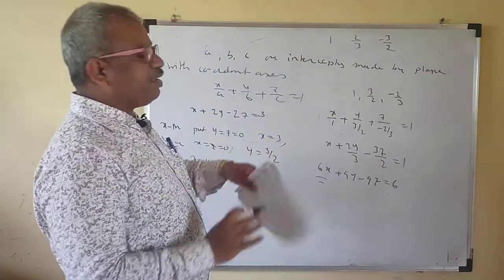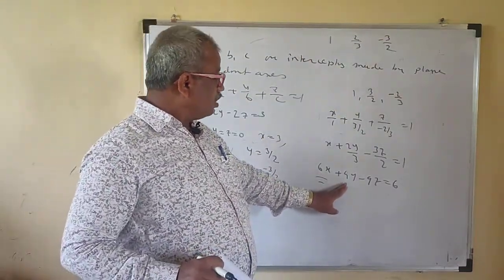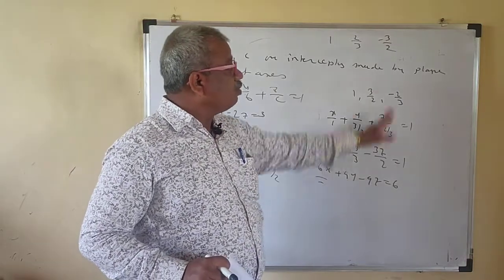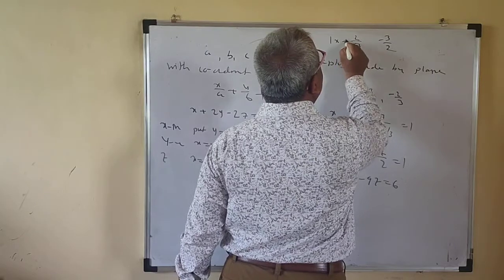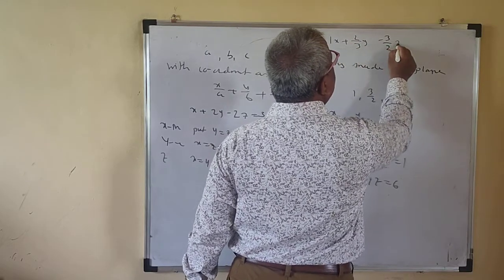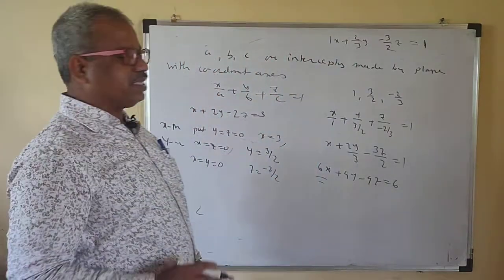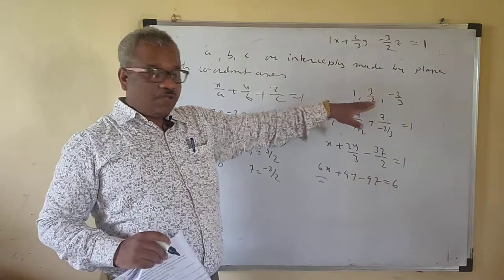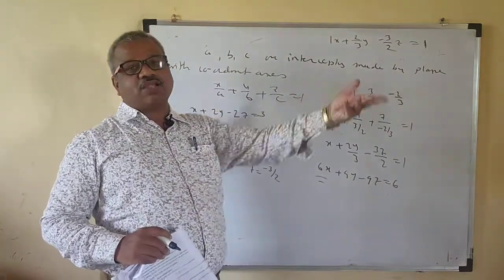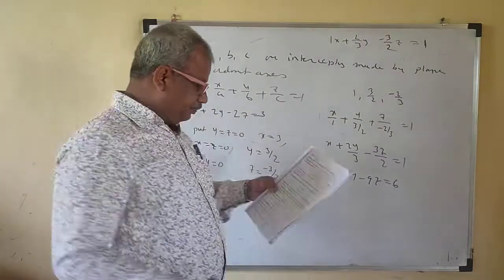Just multiply by 6. So 6 plus 4y minus this is equal to 6. Just multiply by 6. This is x plus y z is equal to 1. If you multiply by 6, you will get the required equation of the plane. You have to take the reciprocals. If they are the intercepts, their reciprocals are the coefficients.